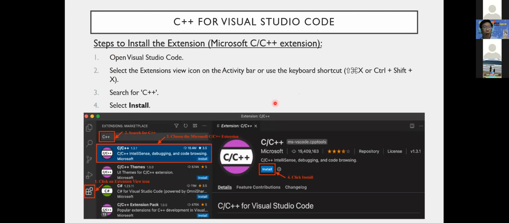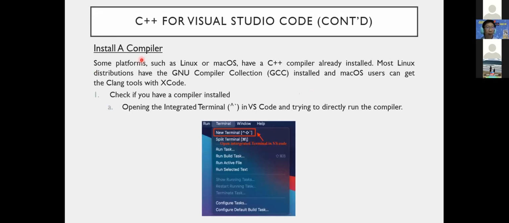Next, we look at the steps to install the extensions. Since you are going to use Visual Studio Code to develop a C++ program, you have to install the C++ extension. Please make sure that the developer of the extension is Microsoft. You see here, the publisher is Microsoft. So it's C/C++ from Microsoft. Click the install button to install the extension. Now, installing this extension doesn't mean that you are able to write your C++ program already. You still need to have the C++ compiler installed.